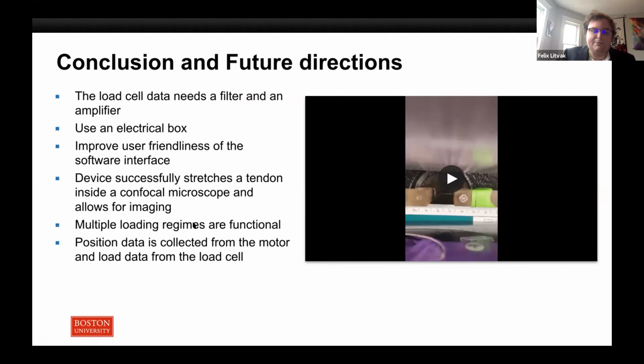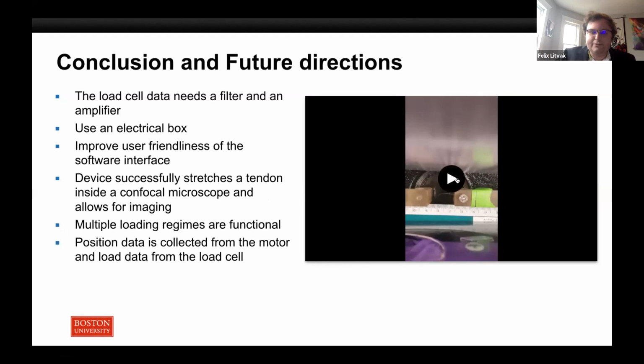Our device allows for multiple loading regimes like cyclic loading, which you just saw in the sinusoidal one, or just linear loading, relative and absolute. It is also able to successfully track the position data collected from the motor, and it's able to track load cell data, even though the load cell data still needs a few modifications.